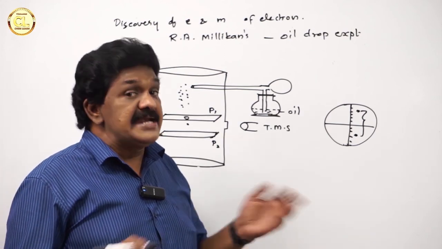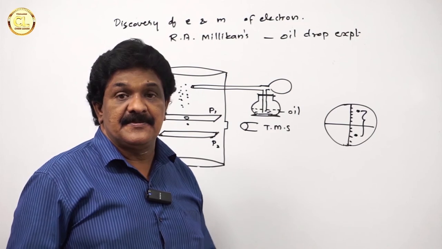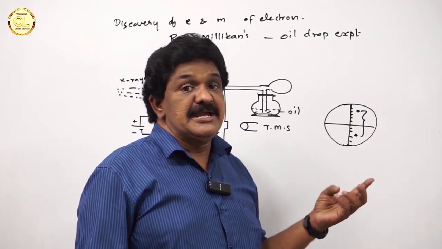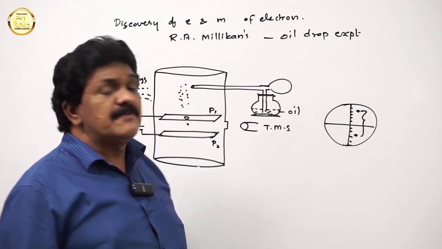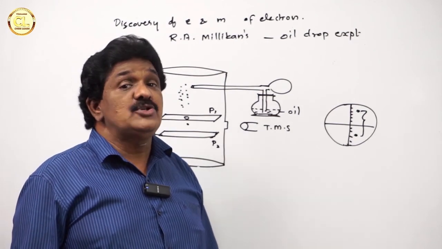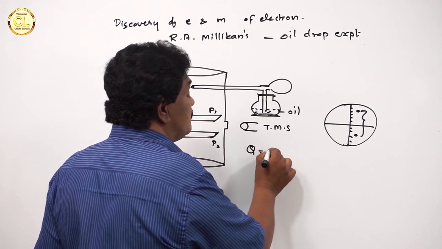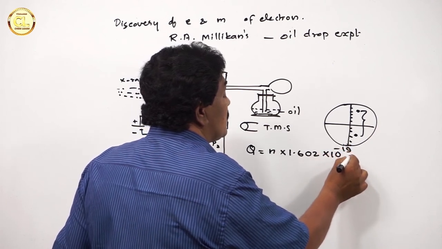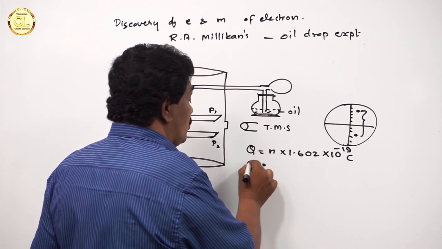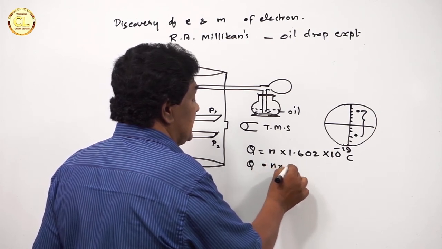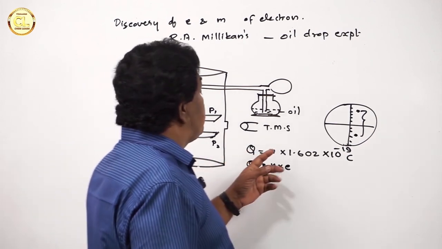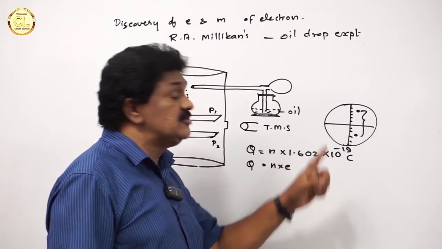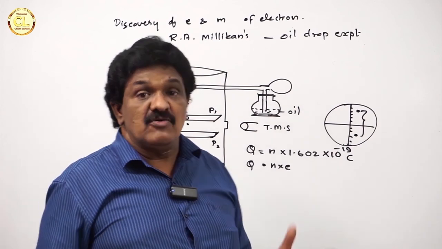Knowing downward and upward velocities of the oil droplet and some other parameters like density of the oil, viscosity of the medium and some other physical constants, it is possible to calculate the charge of the oil droplet. The charge of the oil droplet was found to be n × 1.602 × 10^-19 coulombs. That is, q = ne. See, the charge of the oil droplet was always an integral multiple of 1.602 × 10^-19 coulombs. Never was it fractional.